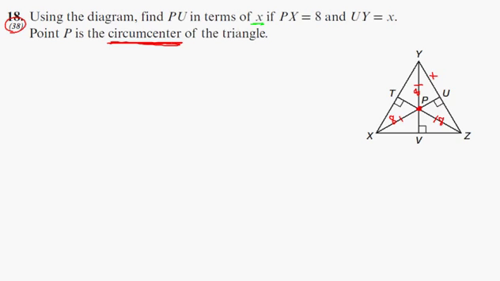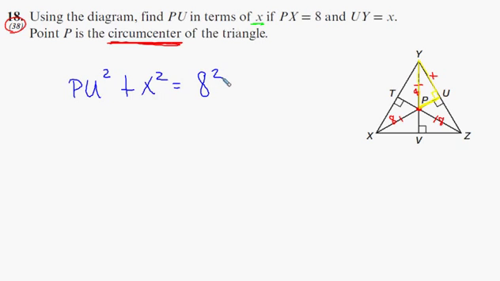So rather quickly you can see we've got the Pythagorean theorem going on right here because this is a right triangle. So let's just set it up based on what we know. We know that we're looking for PU. So we know that PU squared plus x squared is going to equal 8 squared.